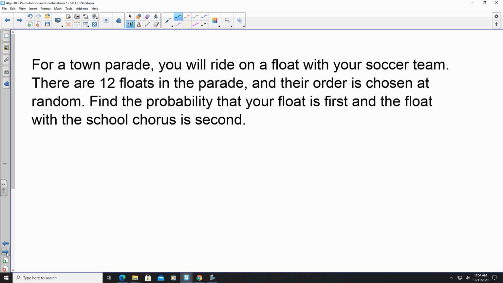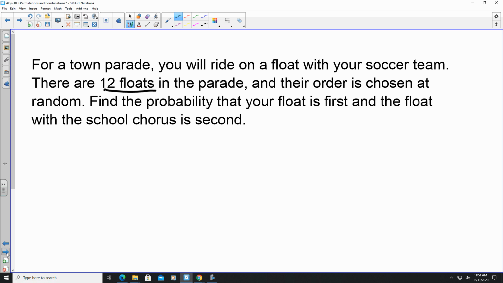All right, so here is a probability question. It says, for a town parade, you will ride on a float with your soccer team. There are 12 floats in the parade, and their order is chosen at random. Find the probability that your float is first and the float with the school's chorus is second.